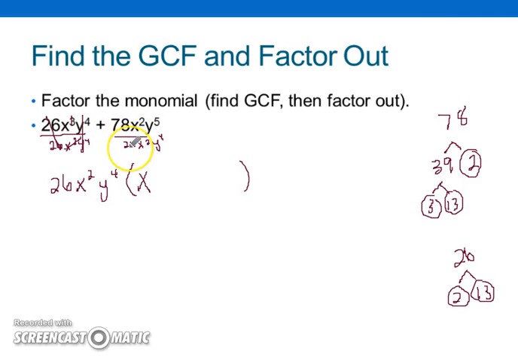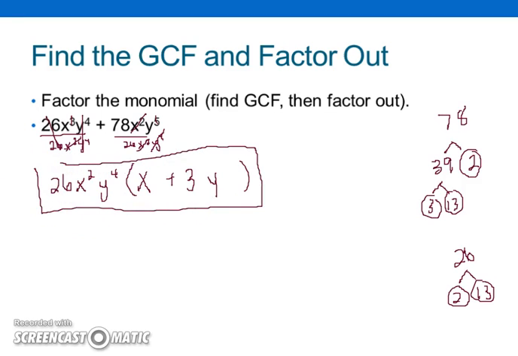78 divided by 26 is a 3, so we have a plus 3. X squared divided by x squared, those two cancel out. So we don't have an x left over in this term. And then y to the fifth divided by y to the fourth, we're left with just a y. So here is our complete answer. We can see our greatest common factor on this outside part. And then when we divide out that amount from our original problem, we're left with an x in our first term and a 3y in our second term. So for these types of problems, find that greatest common factor first and then divide it out, but make sure in your answer you rewrite it so that you've got the greatest common factor divided out and whatever is left over inside your parentheses.